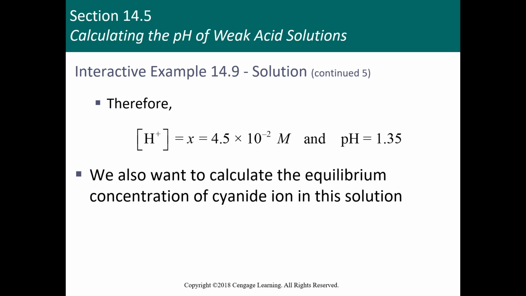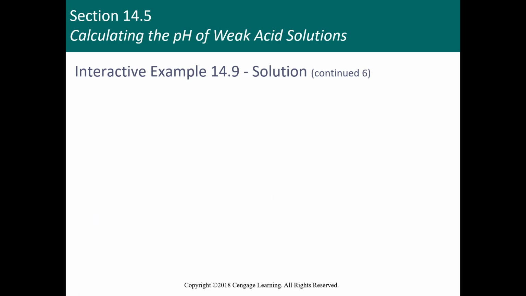Okay, so the next thing we need to do is figure out our equilibrium concentration of the cyanide ion. How can we do that? We skipped that problem, didn't we? Well, we made the problem easier now. We have the H plus concentration. Well, that's one of the equilibrium components here, isn't it?